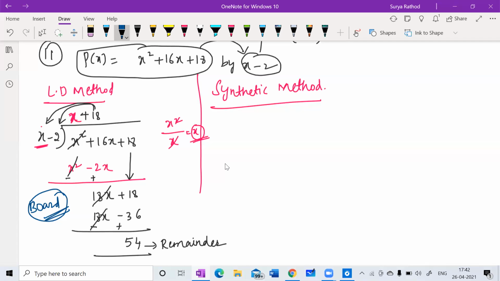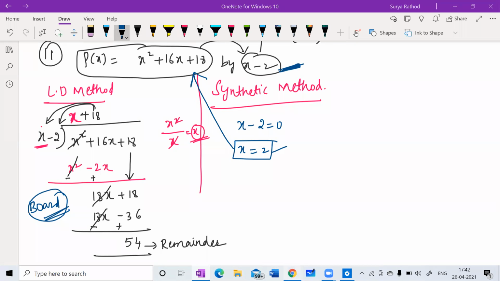First and foremost step is what? In synthetic method, I'll be equating divisor with 0. Divisor I'm supposed to equate with what? 0. So x minus 2 is equal to 0. So x is equal to 2. So what is the meaning of this now? If I substitute this x value in the given polynomial, I'll be getting what?